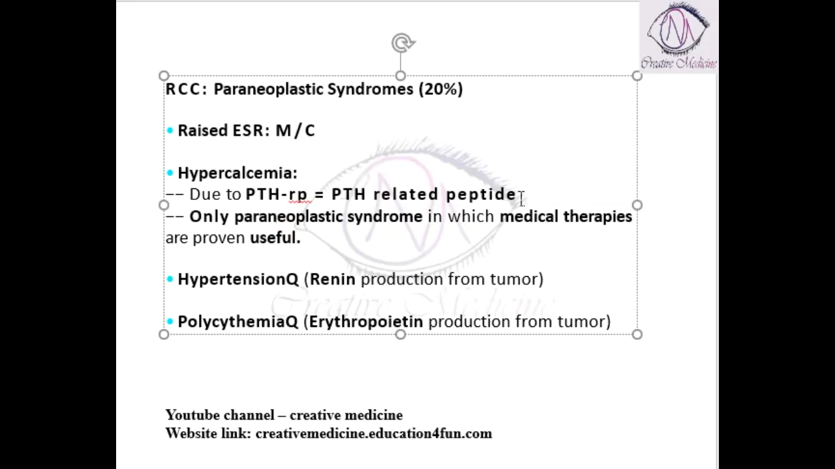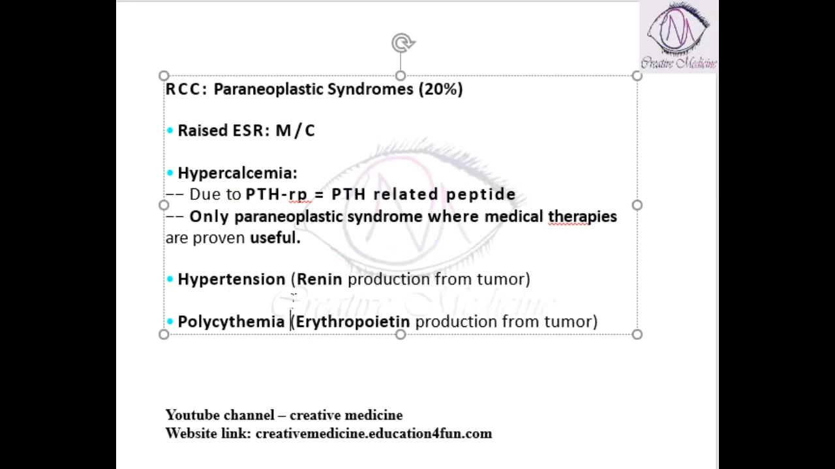If you were asked in which paraneoplastic syndrome medical therapies are useful, hypercalcemia is the only paraneoplastic syndrome where treatment can be given or medical therapies are useful. Other complications: the patient will develop hypertension.